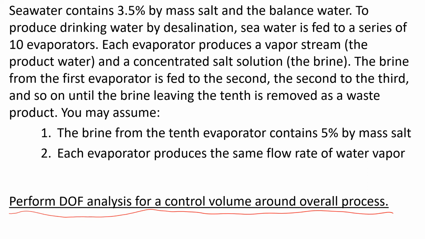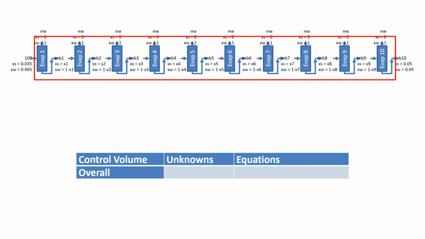So let's try, instead of around an individual unit, let's try around the overall process. What's shown here is a shrunken down process flow diagram, in which we put all 10 evaporators into a row there. And the red box around it is our control volume.